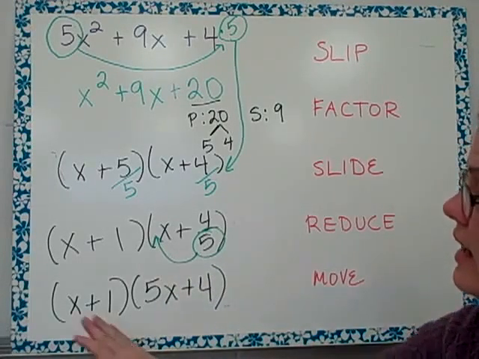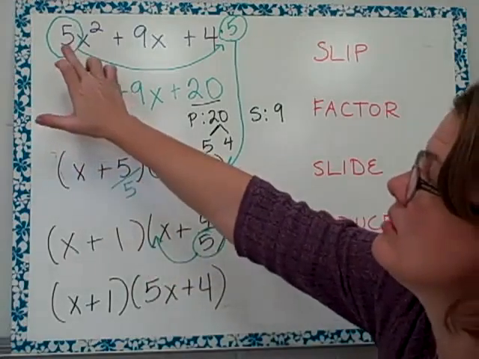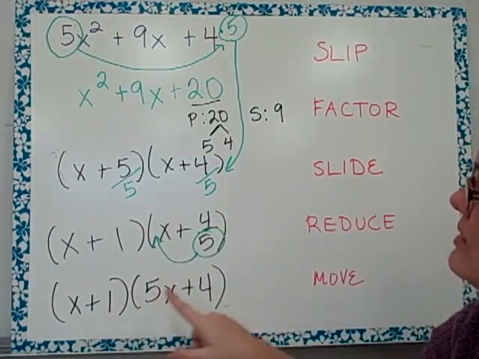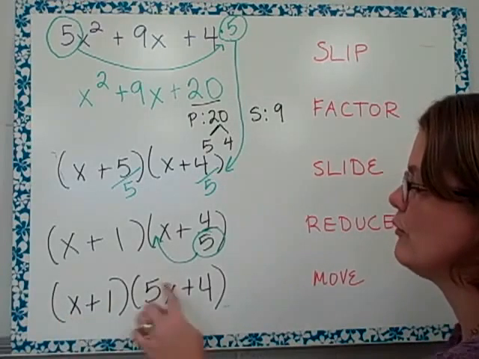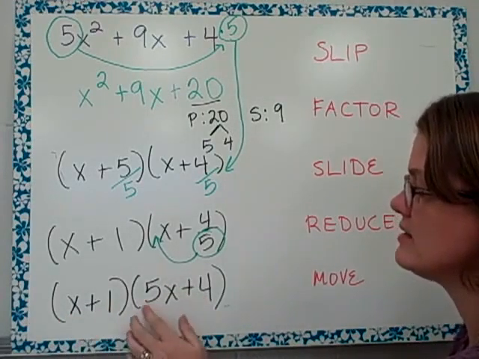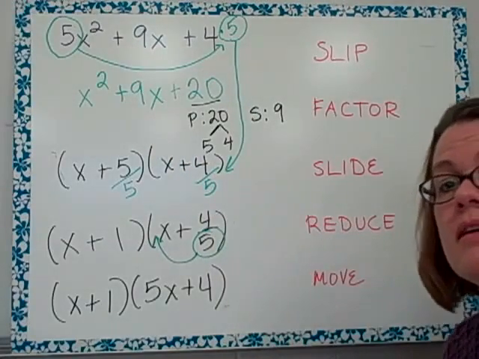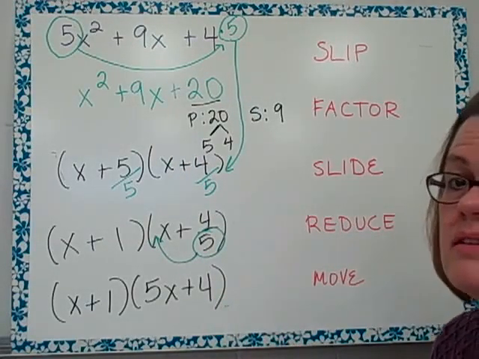And then I could check it. I know x times 5x is going to give me 5x squared. I know 1 times 4 is going to give me 4. So the big thing to worry about is 4x plus 5x. Does it give me 9x? It does. So I'm pretty sure I did that correctly.